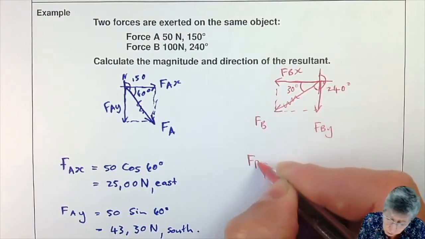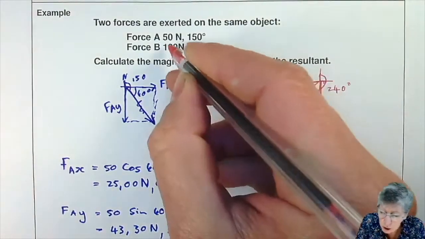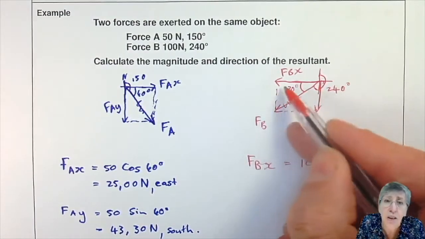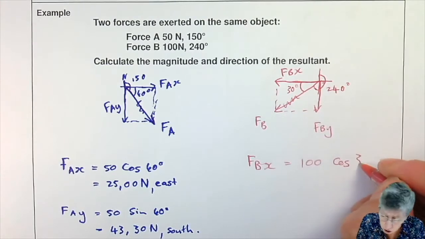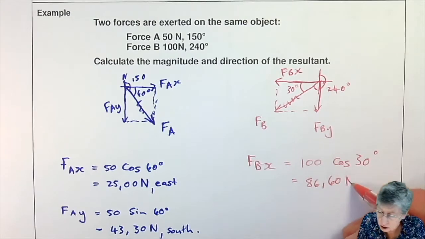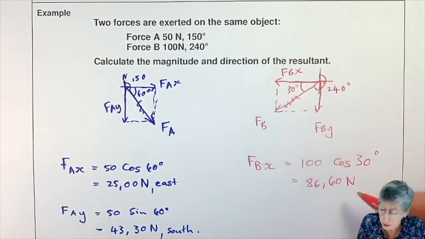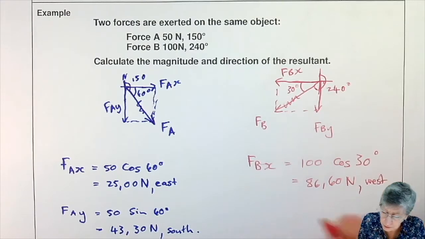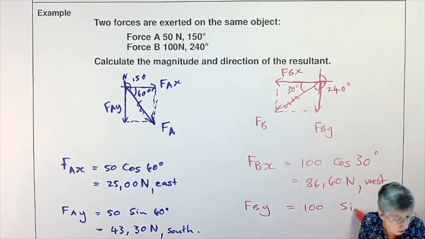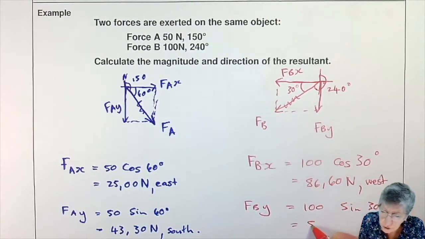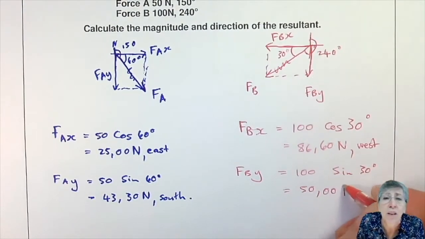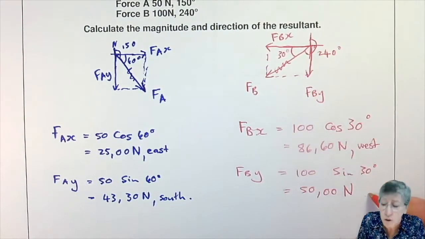So FB in the X direction will be the whole 100, and I'm using cos for the X. I'm just making sure that I've got the angle with the horizontal, that 30 degrees. And then you end up with 86,60 Newton, and that is now towards the west. Right, and we're doing the same for the Y component. That will be 100 sine of 30, and you end up with 50. And remember, you're not allowed to write just that 0, 0, 2 places after the comma. Right, and that is also towards the south.